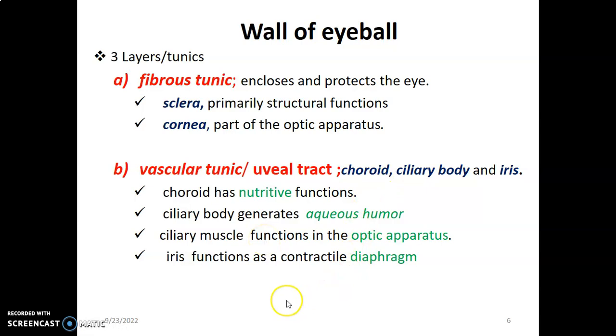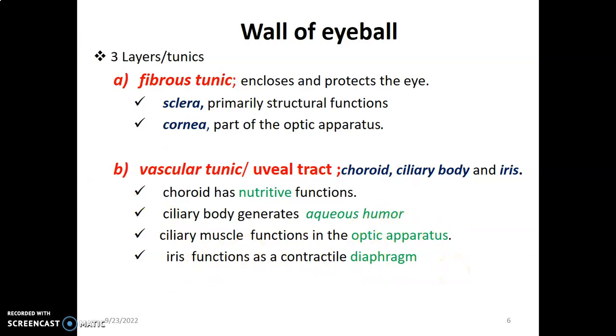So you have photoreceptors, and the retina covers the ciliary body. It really functions more of the nutritive function. Then we have the fibrous tunic now.